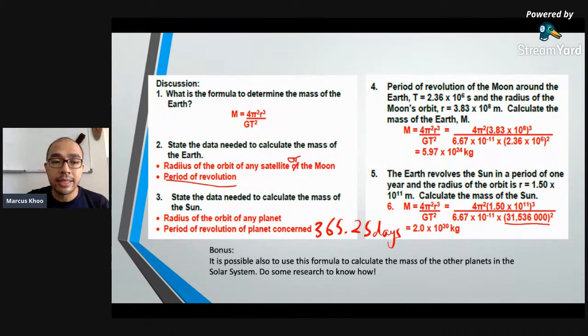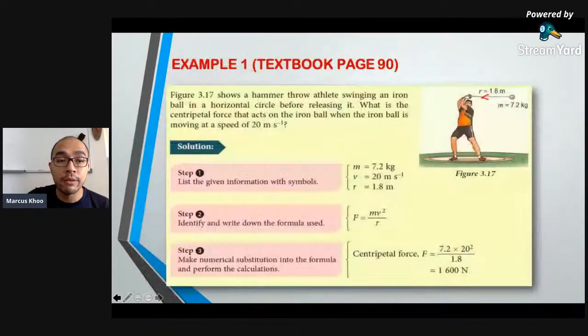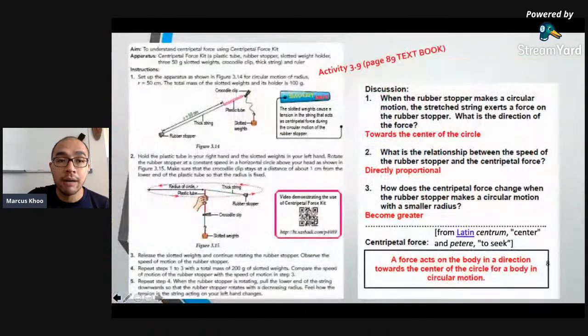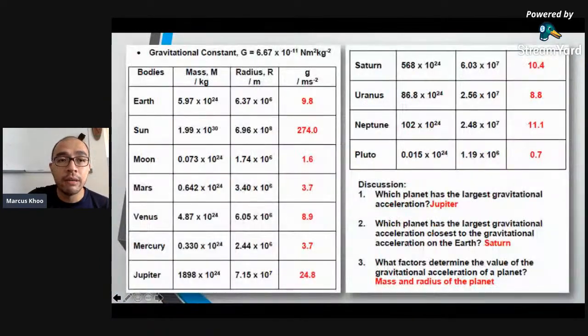As this is a bonus thing which you don't have to do, but it's also good information to find out. It's possible for you to use this formula to calculate the mass of the other planets in the solar system. If you want to know this, you're more than welcome to do some research, because at your level, you're only required to know what the mass is. But it's interesting to find out how they calculated the mass of Mars, or Uranus, or Saturn.